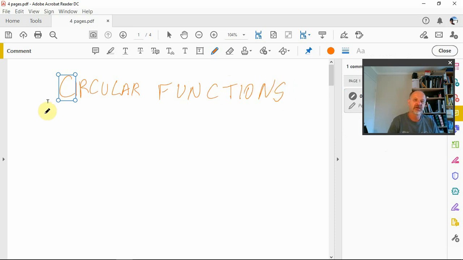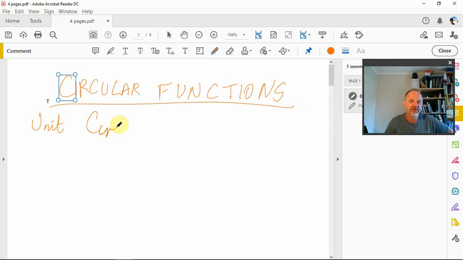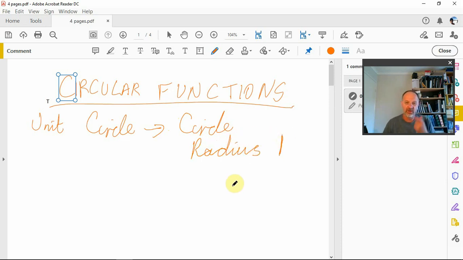All right, so it all relates back to what we call a unit circle. All right, and a unit circle, what is it? It's a circle of radius 1. All right, so 1 unit, whatever that might be. All right, so that's what we've got, a circle here, a radius of 1, and so all these things relate to that.